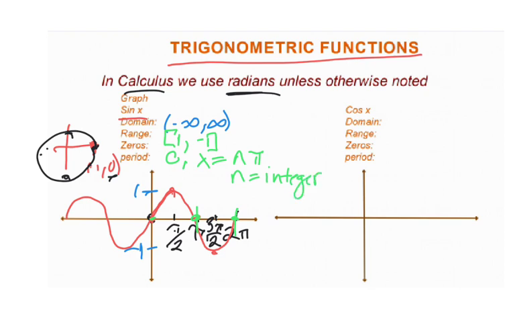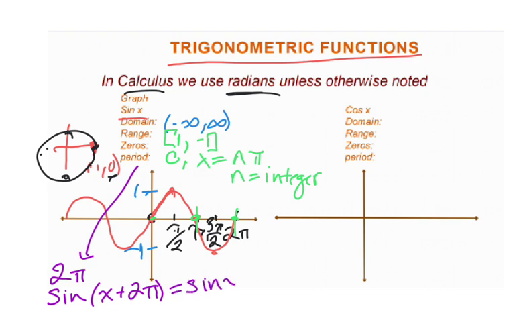and then last is the period, which we've talked about. The period occurs when it repeats itself. The period is 2 pi, which what that means is that the sine of x plus 2 pi, so if we go around once, it's just the same thing as sine of x.